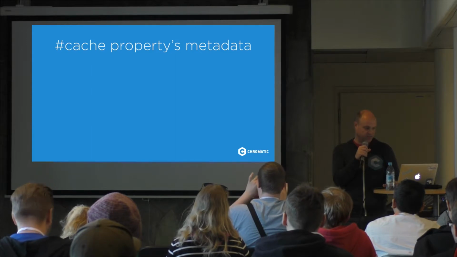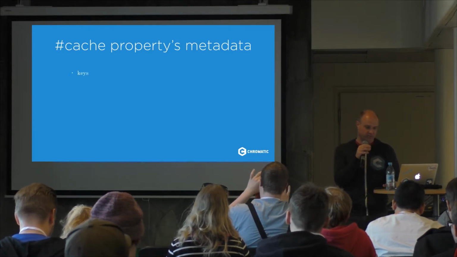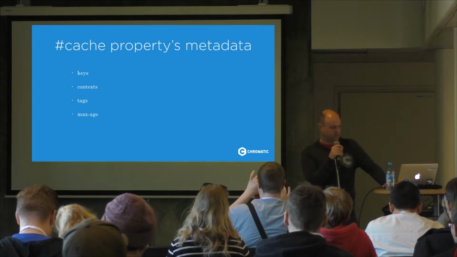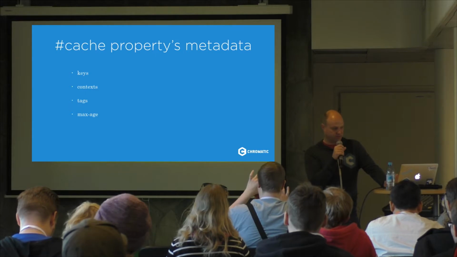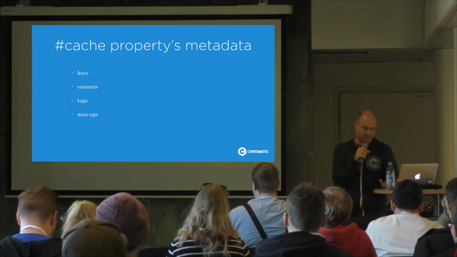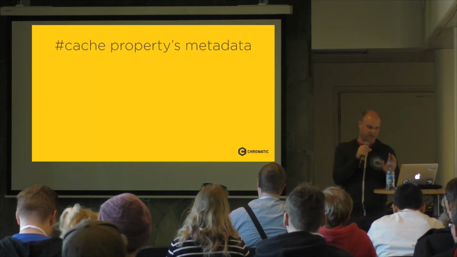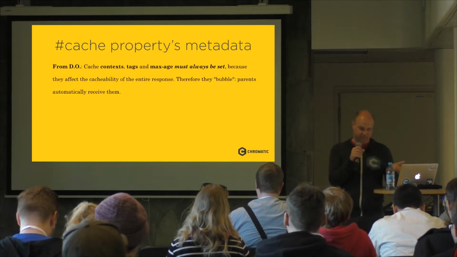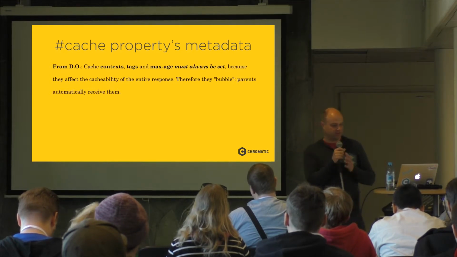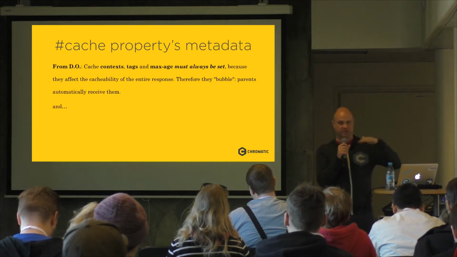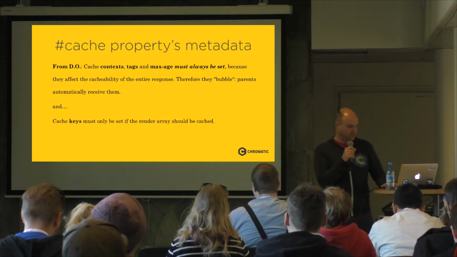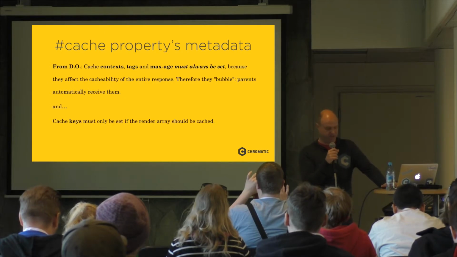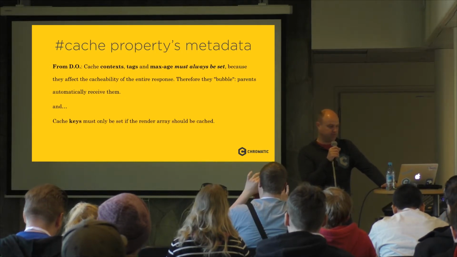And now we'll get into the cache properties metadata. So there's 4 things: keys, contexts, tags, and max age. So basically, I'll just mention what it says about them here from Drupal.org, that of those 4 tags, the contexts, the tags, and the max age must always be set because they affect the cacheability of the entire response, and they bubble up to the parents, and so the parents automatically receive these settings. And then it also says that the keys must only be set if the render array should be cached. So basically, if you want it to be cached, you need to set the keys.